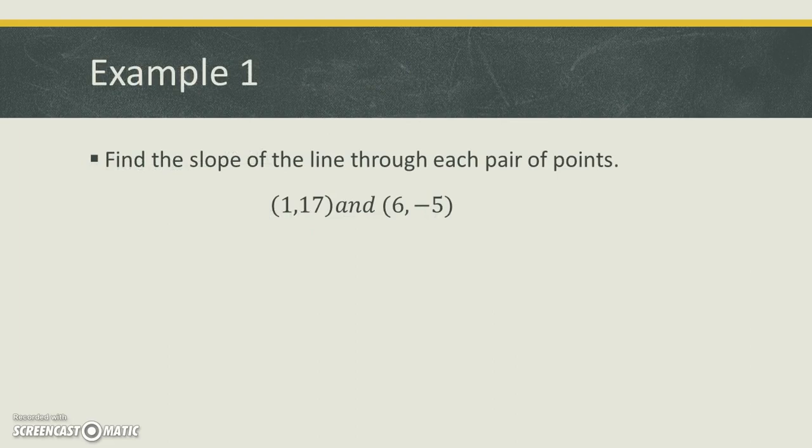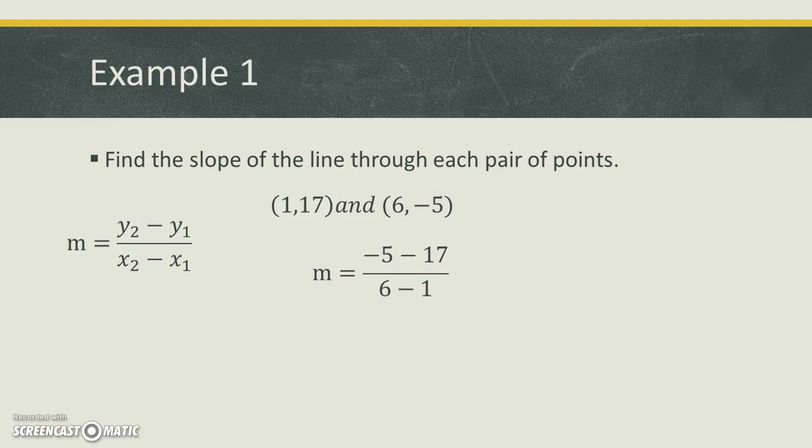So this question says find the slope of the line through each pair of points. We have (1, 17) and (6, -5). And so we're going to use the slope formula here. Our second y value is -5 minus our first y value 17, over our second x value, which is 6, minus our first one, which is 1. And then we just simplify this.